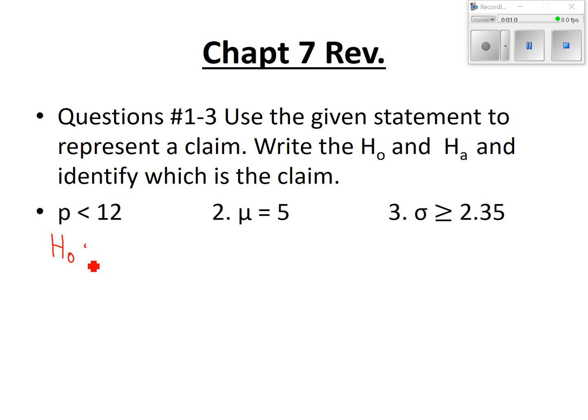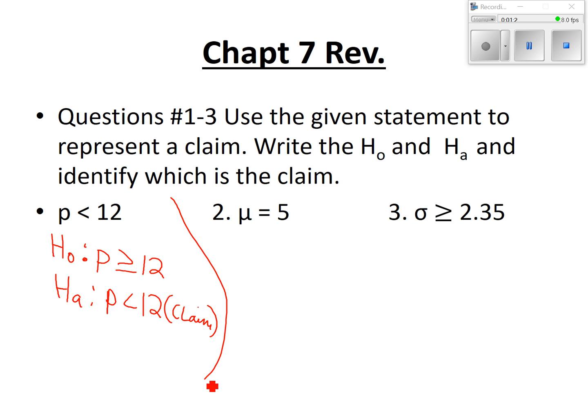Your HO, your HA. Is this going to be our HO or HA? So P is less than 12. That's the claim. Make sure you tell which one's the claim. And then what's our HO? That's simple. P, remember, P's proportion, mu is mean, sigma is standard deviation, sigma squared is variance. So that way if it's a word problem, you know which one you're dealing with.